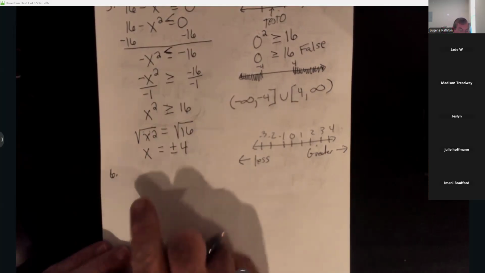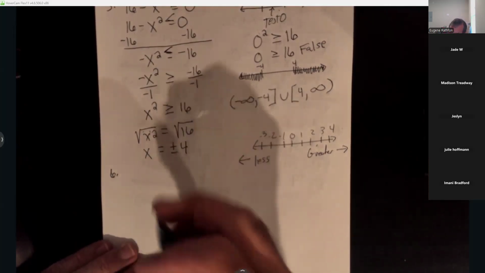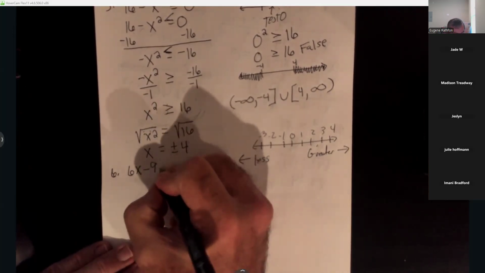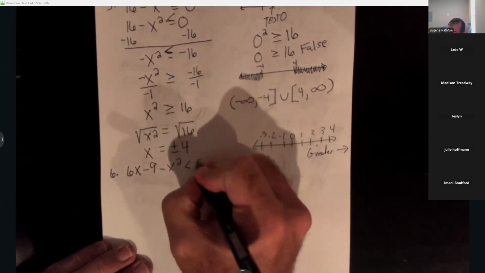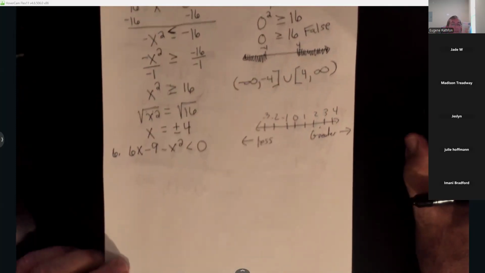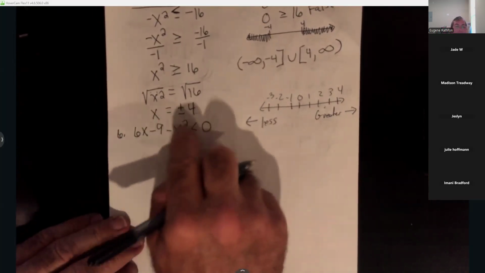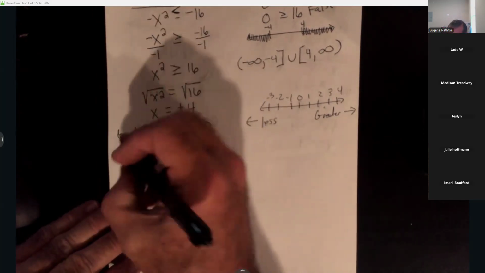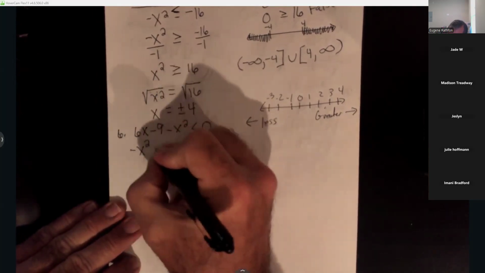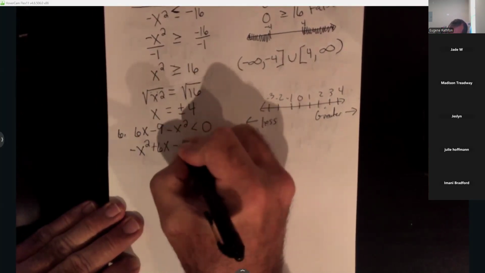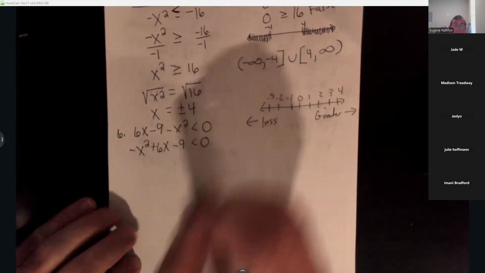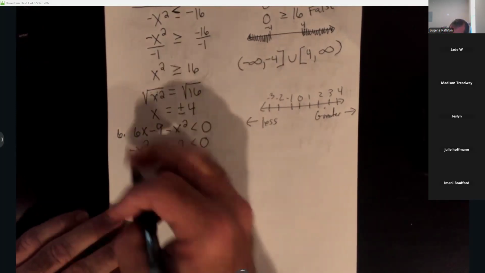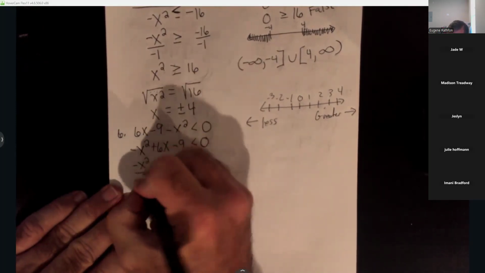Okay? All righty, let's see what 6 had. Oh, y'all, they got a 6x minus 9 minus x squared less than 0. So, y'all, let me tell you what I would do to this. First thing, I'm going to get them in order. So, it looks like this negative x squared needs to go to the front. So, I got a negative x squared plus my 6x minus my 9 less than 0. Now, I want to make this x squared positive, so I'm going to divide everybody by -1.